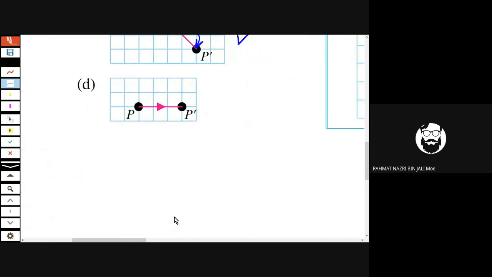Okay, question D. Question D asks to determine the position of P after it is translated with 3 units to the right. So we move this point, 1, 2, 3. And finally, we draw the arrow from P to P prime, 3 units. So this is the way we move the point or move the object based on the instruction or description about the translation.